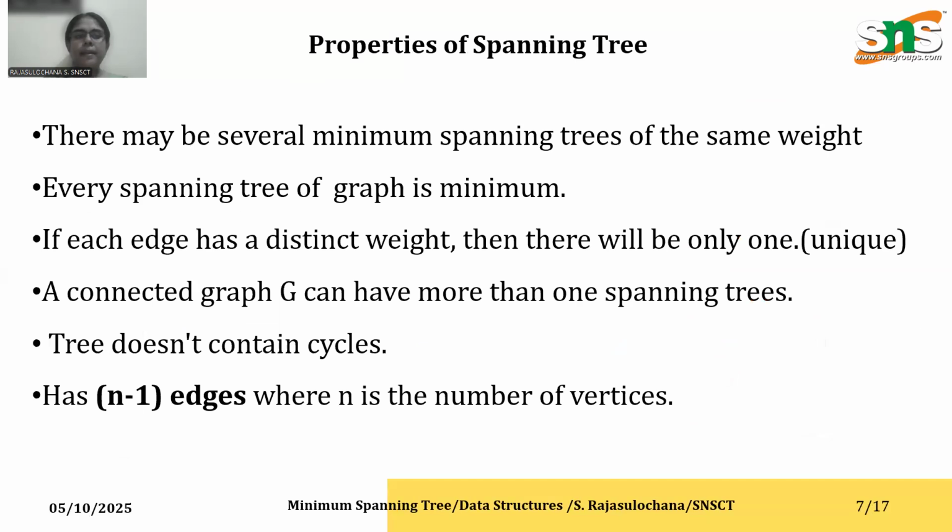So the properties of spanning tree includes that there are several minimum spanning trees of the same weight. So every spanning tree of a given graph is of minimum weight. So if all the edges have unique or distinct weight, then for a given graph you will have only one minimum spanning tree. For a given graph, you can have more than one spanning tree, but if all the edge weights are distinct, you will have only one minimum spanning tree. So this minimum spanning tree does not contain any cycle, and it has n minus 1 edges, where n represents the number of vertices.